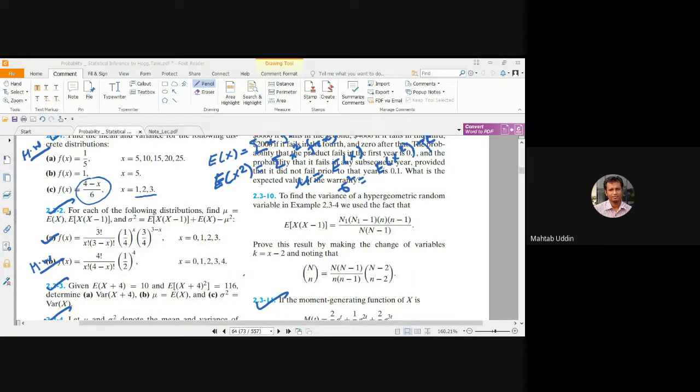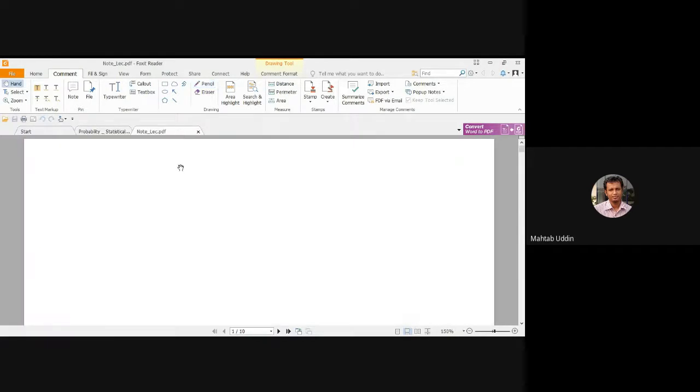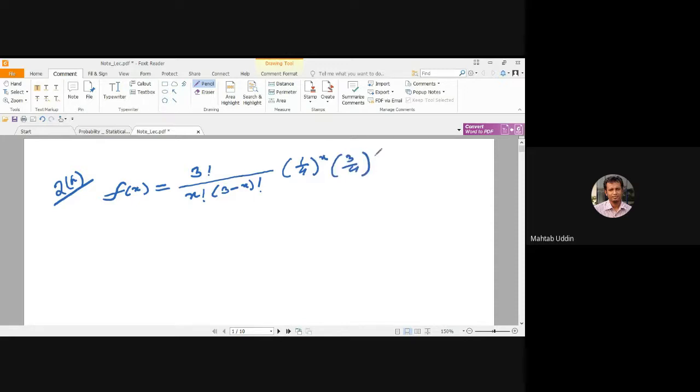So let's come. It's slightly technical, not visual calculation here. So be careful. 2a. Here f of x is 3 factorial over x factorial times 3 minus x factorial, times 1 by 4 to the power x, times 3 by 4 to the power 3 minus x.